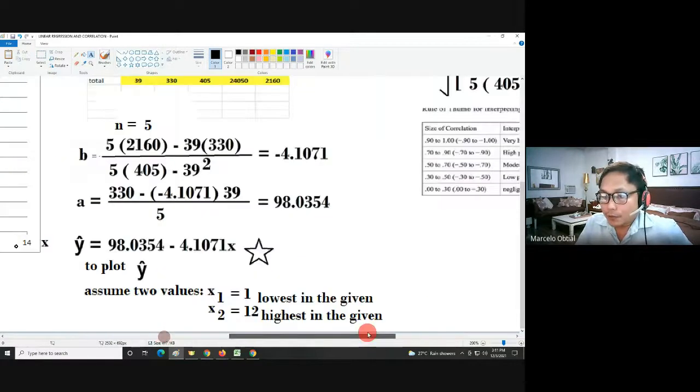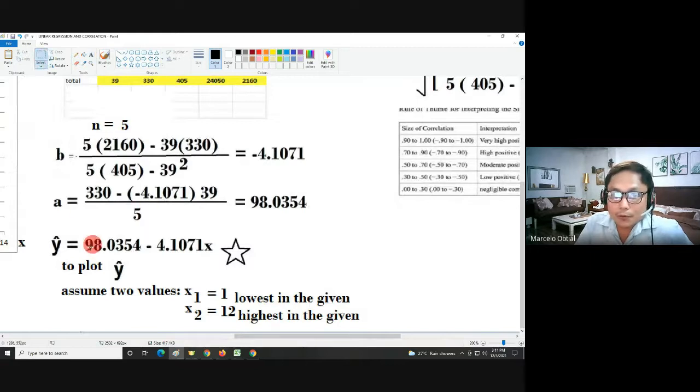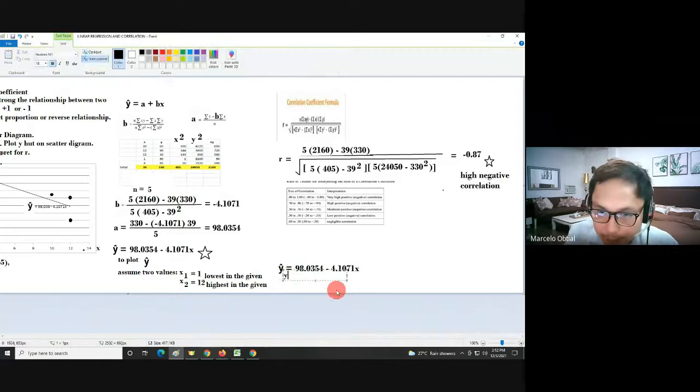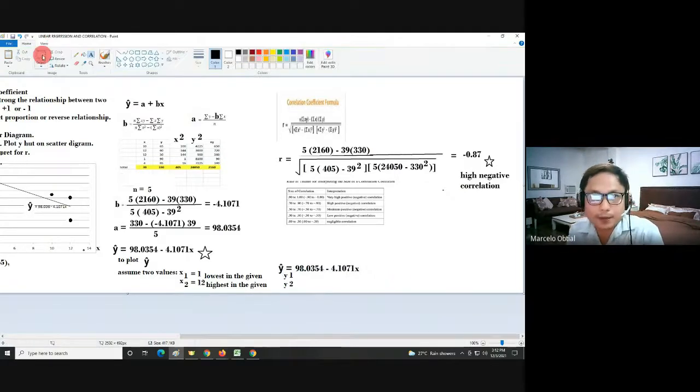Ang gagawin ninyo, you use this equation, okay, then solve for your y sub 1, y sub 2. Okay? So, let us solve for y sub 1 and y sub 2. Okay? Let's substitute yung ating assume value. Okay, what's the value for y sub 1? Let's substitute x is equal to 1. Can you use your calculator, please?